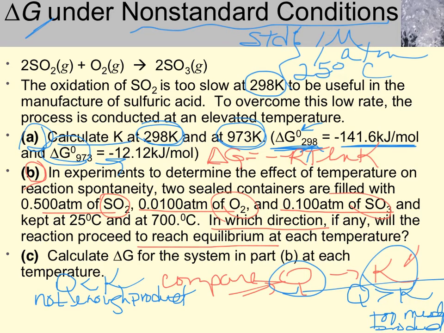All right, and finally, part C. Once you have determined which way it needs to shift from part B, go ahead and calculate delta G, the non-standard free energy for the system at each of these temperatures.